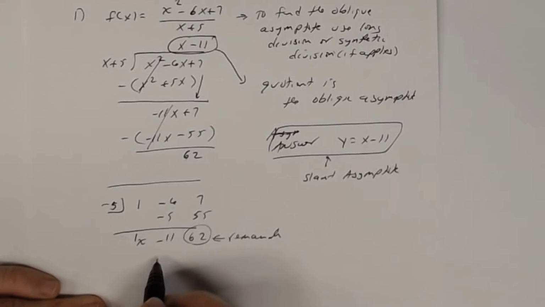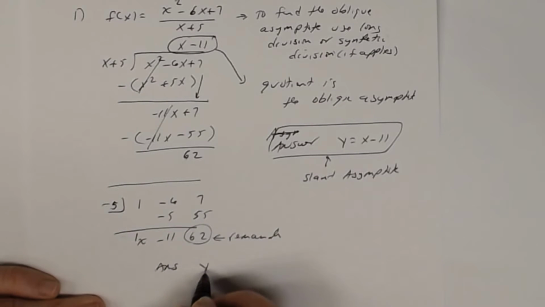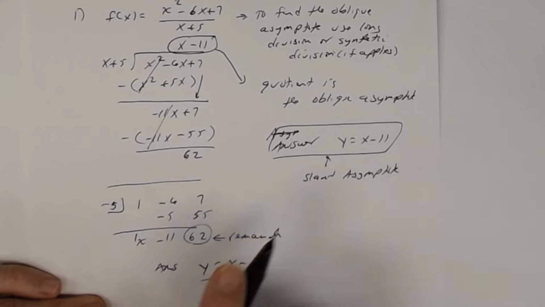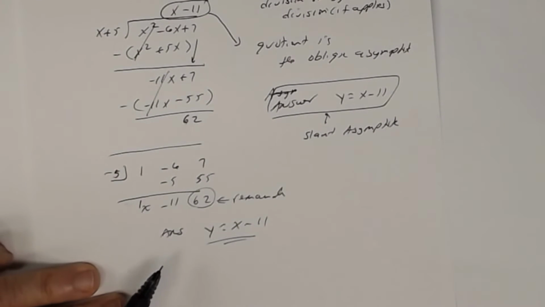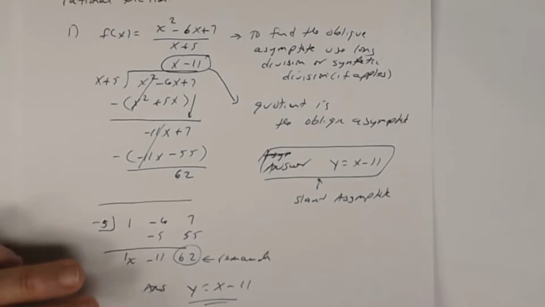Okay, so the answer, if you use synthetic division, will be y equals. Don't forget y equals. If you leave that y off, and all you have is x minus 11 as the answer, that's incorrect. You got to say y equals x minus 11. All right, so it doesn't matter if you use long division or synthetic division in this case. All right, so that's number 1.